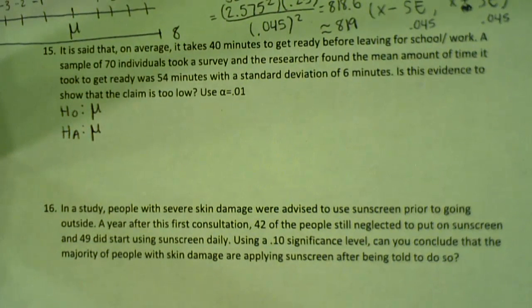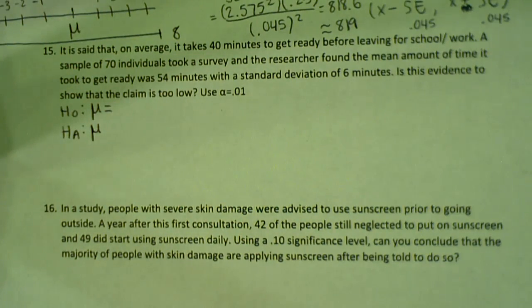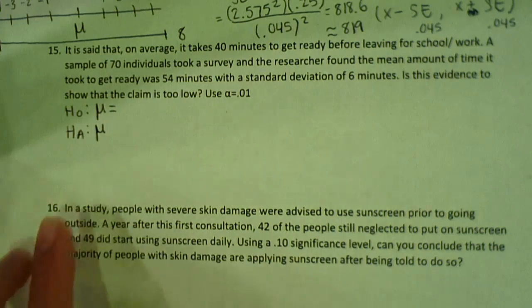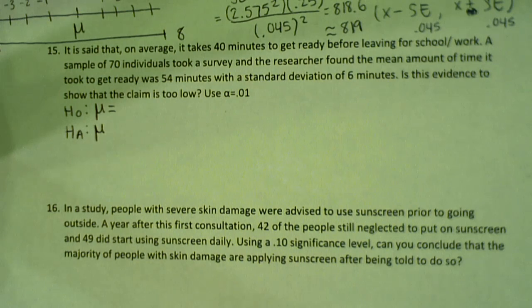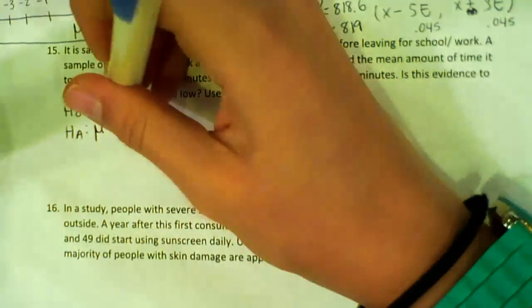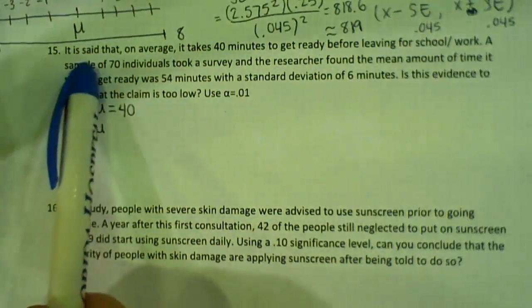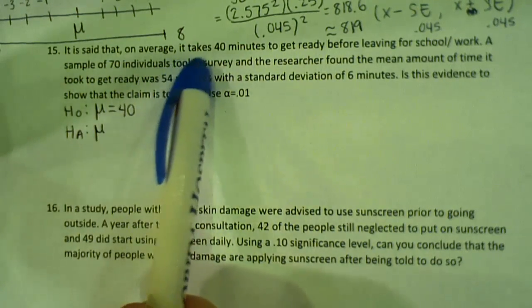And I always like to think the null is something that's set in stone. So it's always going to be equal to, period, no question about it. But the alternative is trying to say, no, that's not correct. It's different than that. So what is our population mean equal to? 40. Exactly. It says in the first sentence that on average it takes 40 minutes to get ready.